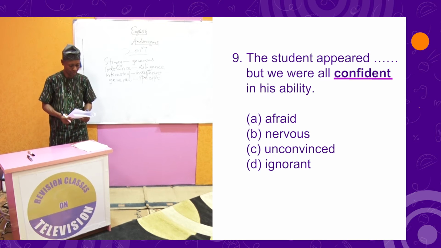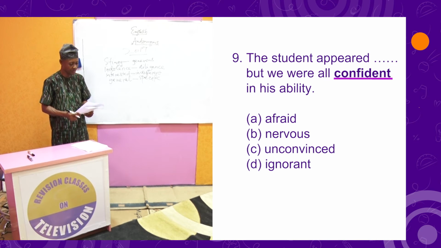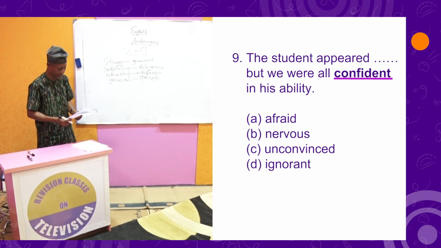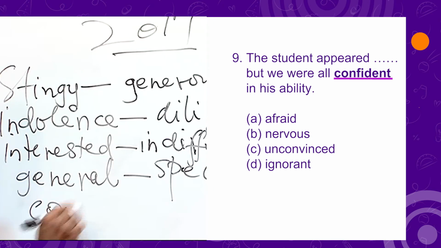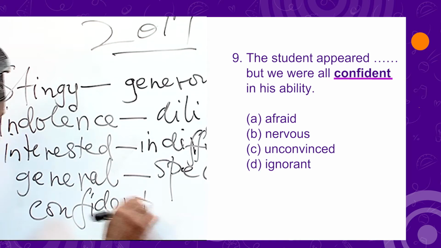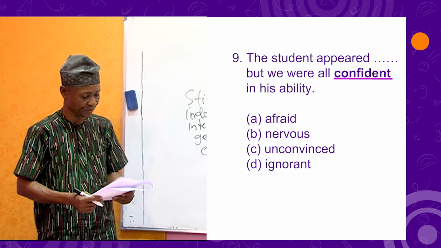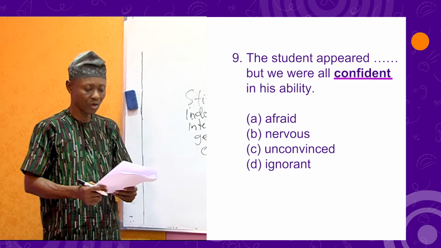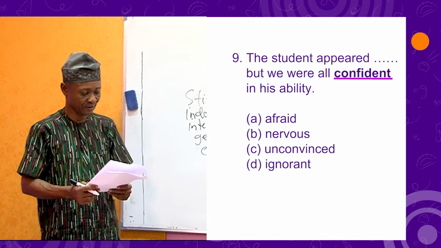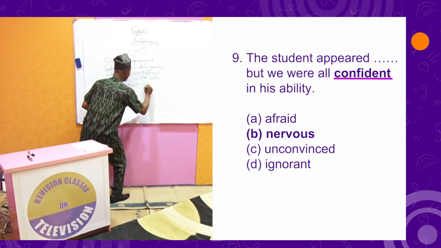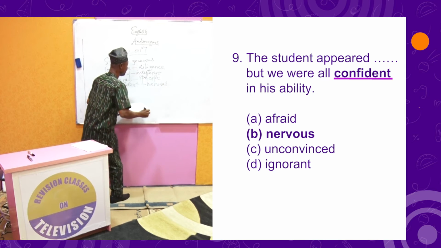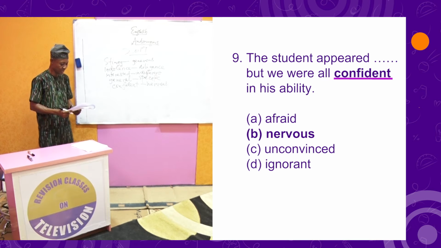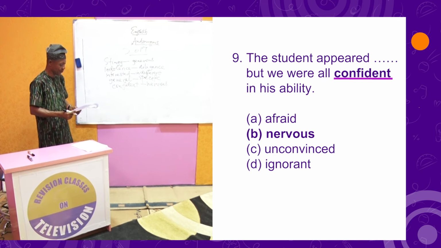Quickly, we go to question number 9. The students appeared dash, but we were all confident in his ability. The underlined word in the sentence is confident. We have the following options. A, afraid. B, nervous. C, unconvinced. D, ignorant. Option B, which is nervous, is the right answer to that question because that directly contrasts with the word confident.